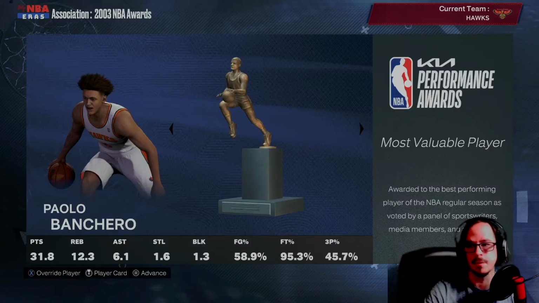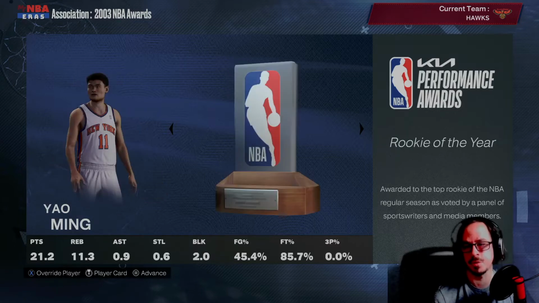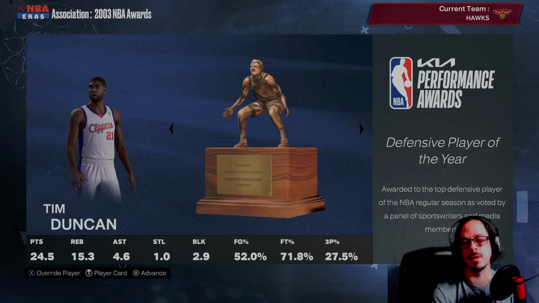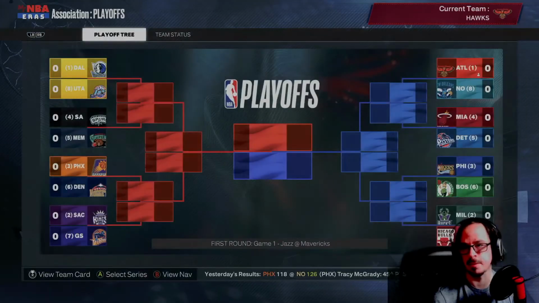All right, Paolo MVP again, of course. One of his lower scoring totals in a little while, only like 32 points a game. But shooting splits are elite, of course, as well. Shooting almost 60% from the field and 45 from three. Yao Ming, Rookie of the Year. And then we got Tim Duncan winning a Defensive Player of the Year award, taking it away from Paolo.